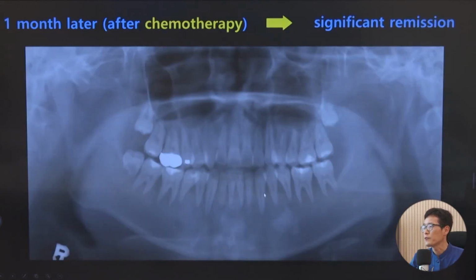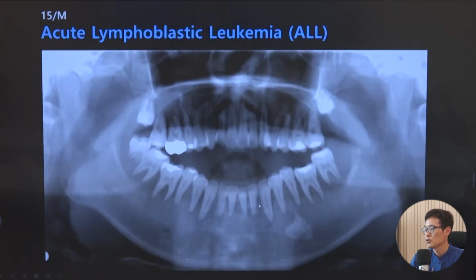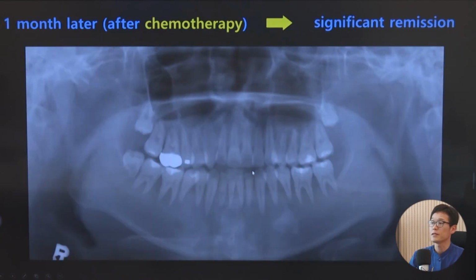This panoramic radiograph, taken just 1 month later after the chemotherapy, shows a significant remission of the lesion. Now he can close his mouth. Compare to this, very significant remission after chemotherapy.